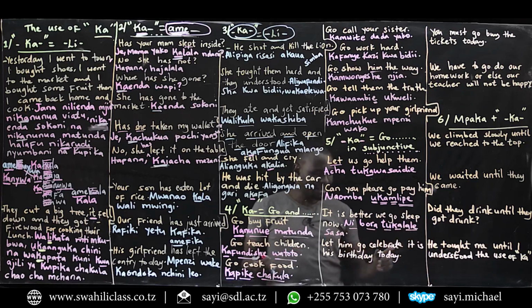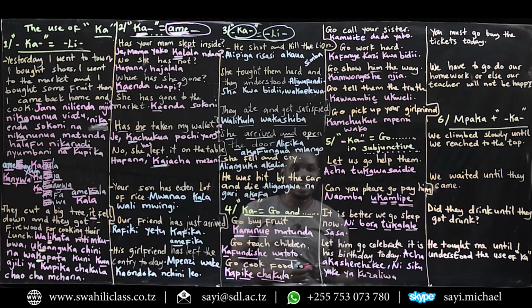Let him go celebrate. It is his birthday. Let him go. Allow him to go celebrate. So I'll start with Acha. Acha aka. To celebrate will be sherehekee. Acha akasherehekee. It is his birthday today. Ni siku yake ya kuzaliwa. Kuzaliwa. Acha akasherehekee. Ni siku yake ya kuzaliwa leo. Today. Leo.